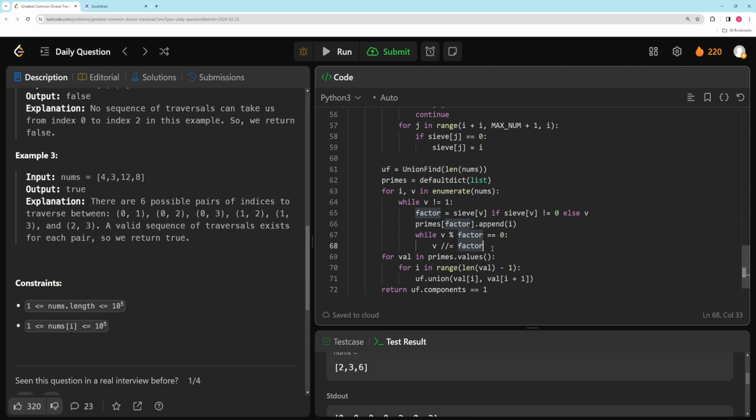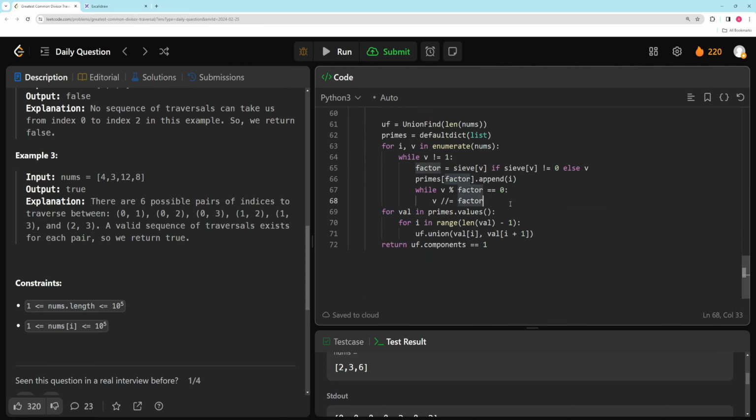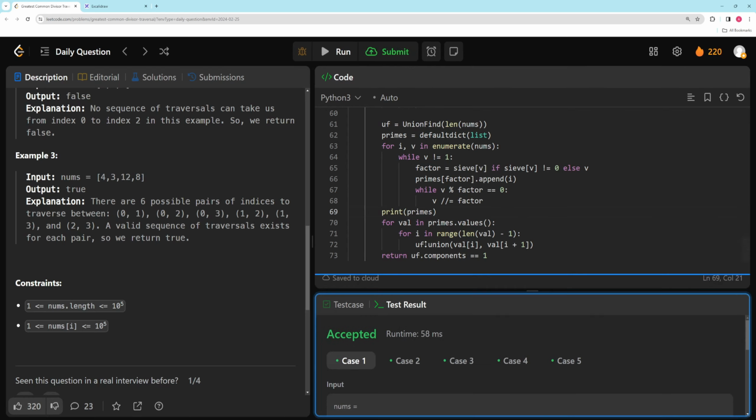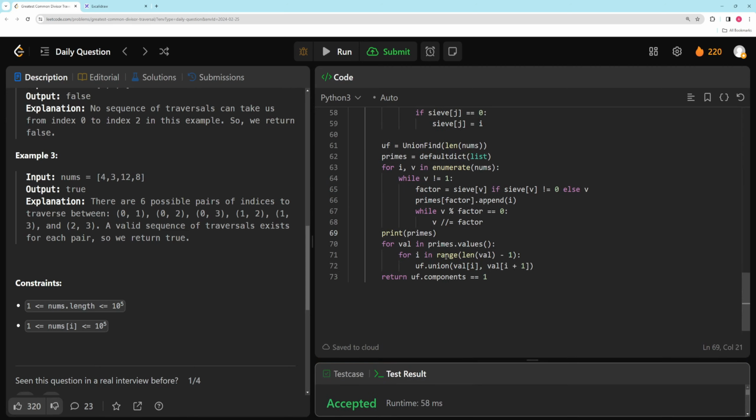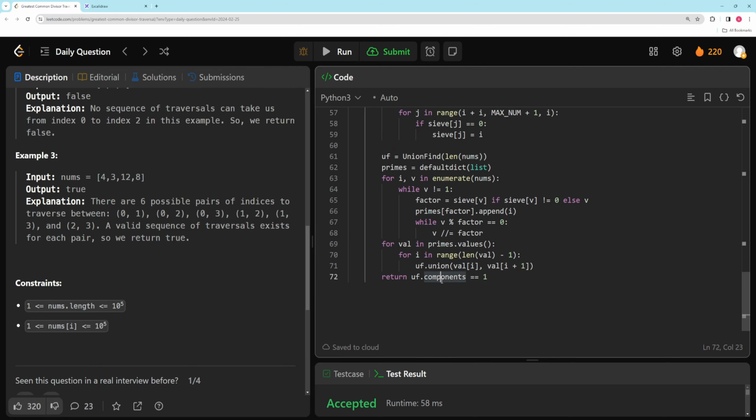Then the rest of it is all the same. You just get a factor. You keep dividing your number by the factor as much as you can until your number is 1. Once your number is 1, then you're done. Then same thing literally as the thing above. We can even show this again. We can print primes here one more time, and we can look at a couple of things. So you can see the values in this primes dictionary are just going to be all these arrays. And so for all these arrays, just connect every element in each array. And then finally at the very end, you just have to check how many components you have left.